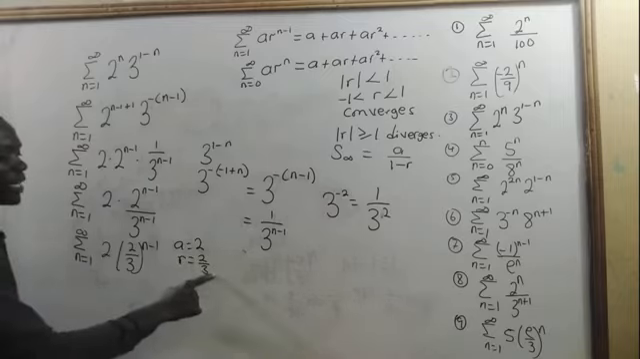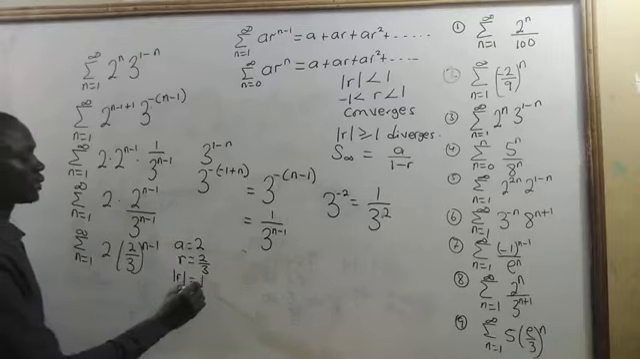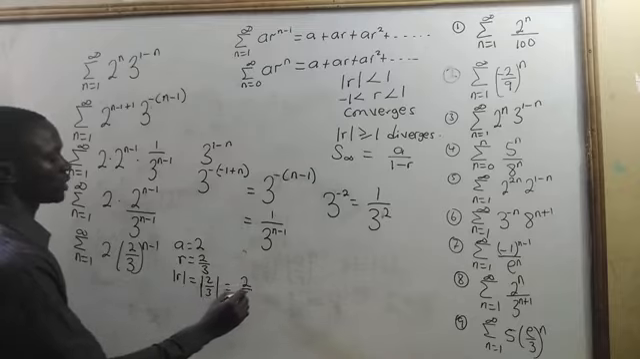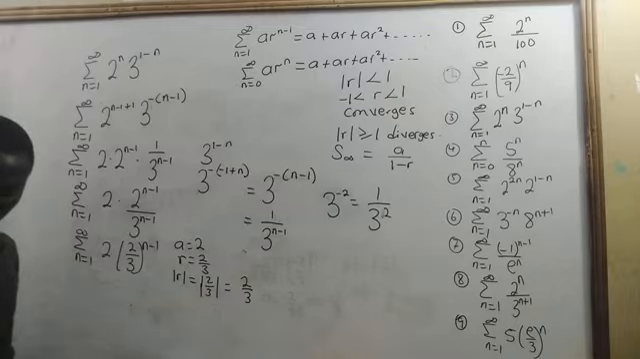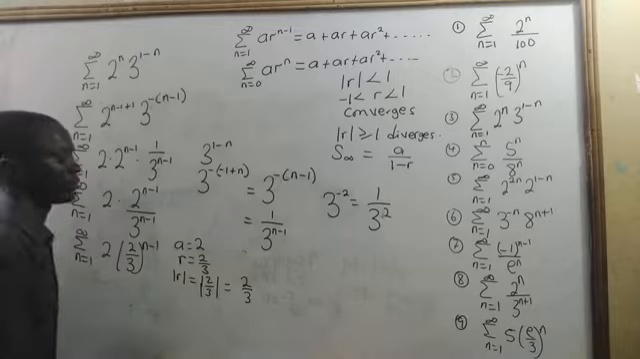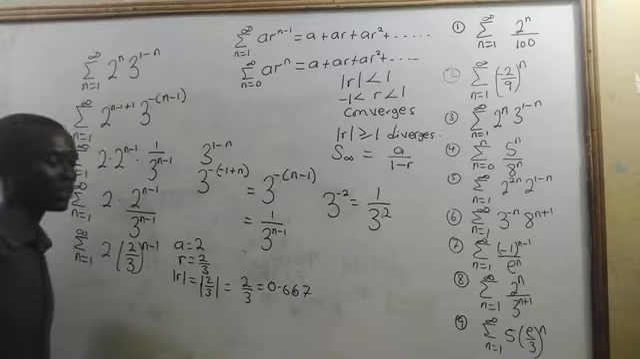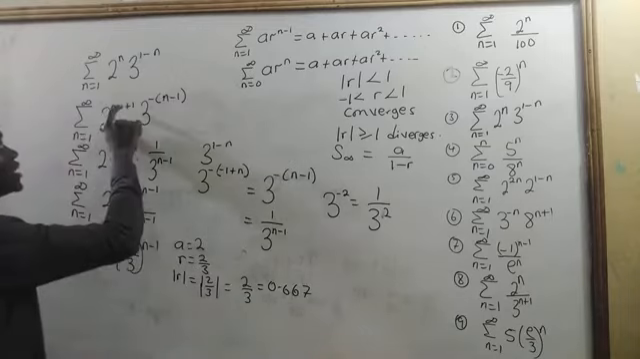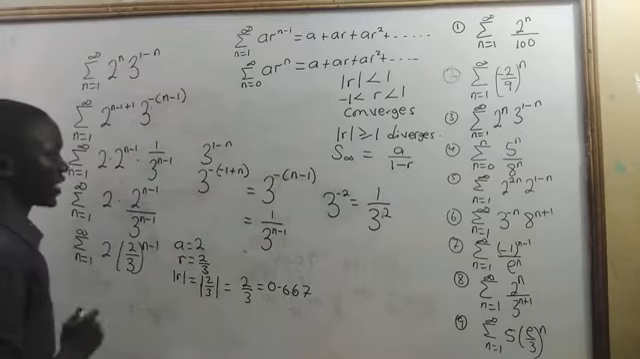So let's find the absolute value of r. The absolute value of r is equal to the absolute value of 2 on 3, and that is 2 on 3. So if we divide 2 by 3, that is 0.66666, which we approximate to 0.667, which is less than 1. So the series converges. So if it converges, let's find the sum.